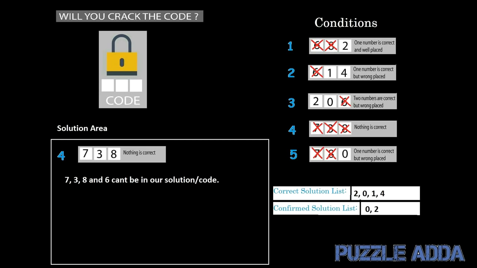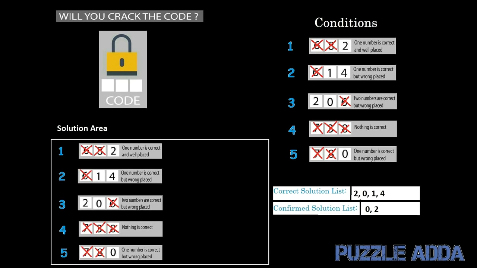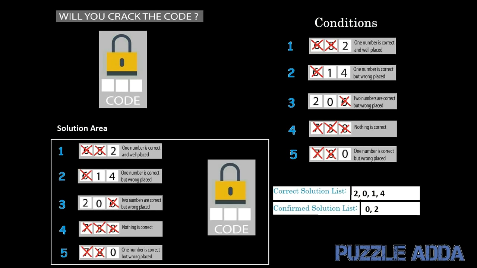Now we will update the correct solution list as 8 is removed from it. Now in the correct solution list we have 2, 0, 1 and 4, and in the confirmed solution list we have 0 and 2. Now we will add all the 5 conditions in our solution area and we will also add the code which we need to find in our solution area.